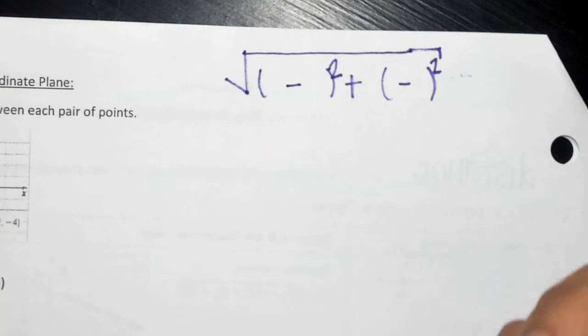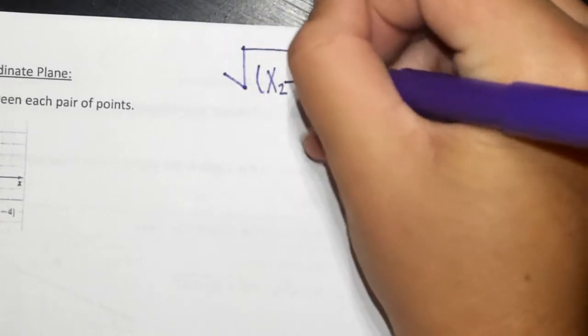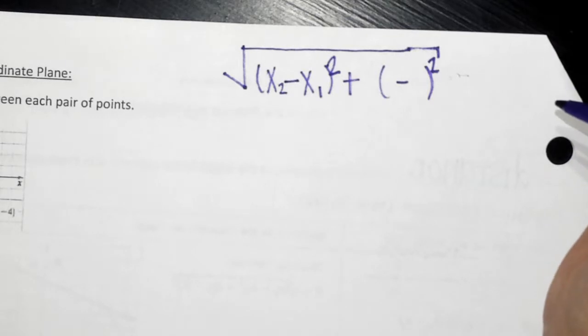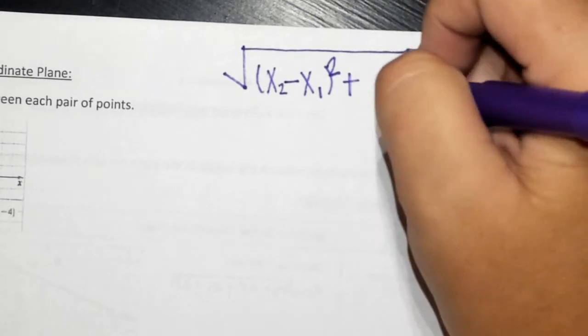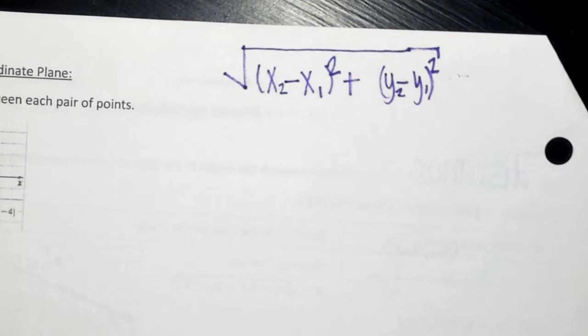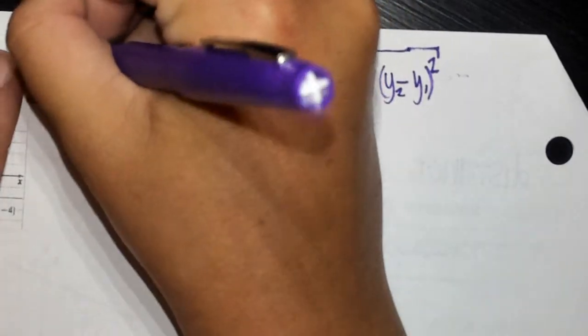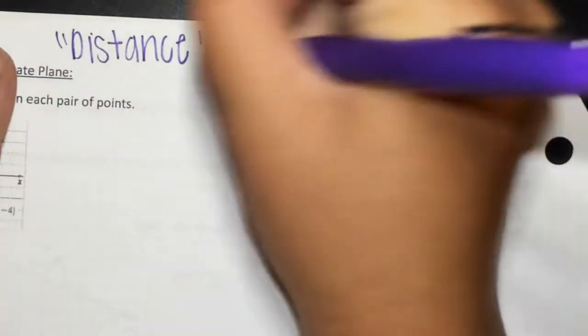And then, what letter comes first in the alphabet, X or Y? So X goes first. Guess what this girl's name is? What formula is this? Distance. Her name is Distance. Everybody say, hey, Distance. Hi. Stay far away because your hair looks like a square root.